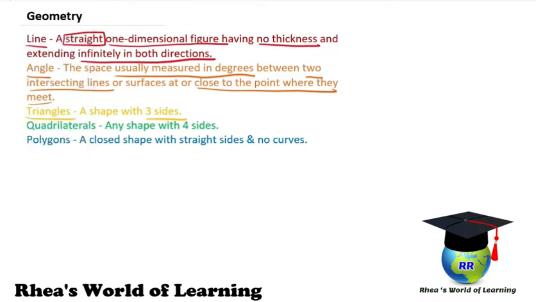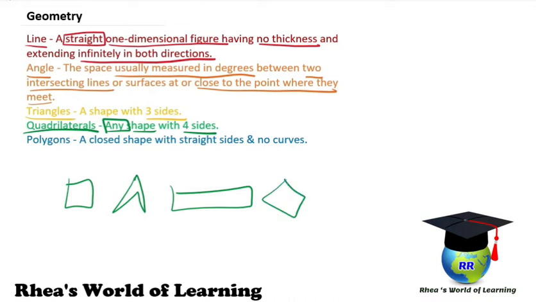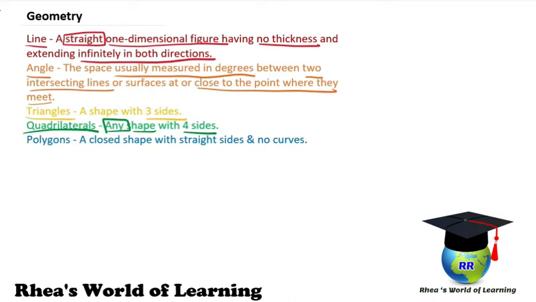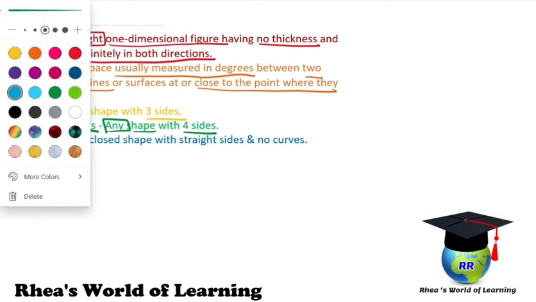Now we're going to go on to quadrilaterals. Quadrilaterals are any shape, so you need to remember the any part. Let me write this: quadrilaterals, any, remember that, shape with four sides. So this is a quadrilateral, this is a quadrilateral, this is a quadrilateral, this is a quadrilateral, you get it.